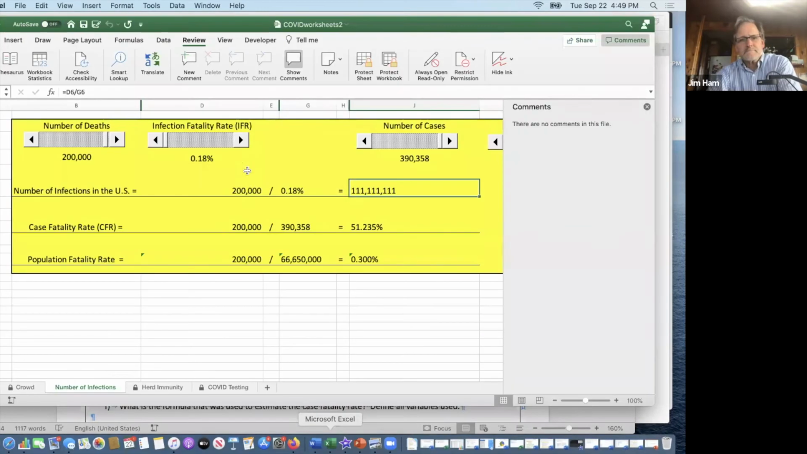And right now they're estimating this at about 0.45. But if 0.45% of those who get this disease are going to die from it, then that means right now, based on 200,000 deaths, we have over 4. All right, let's go try another one of these.